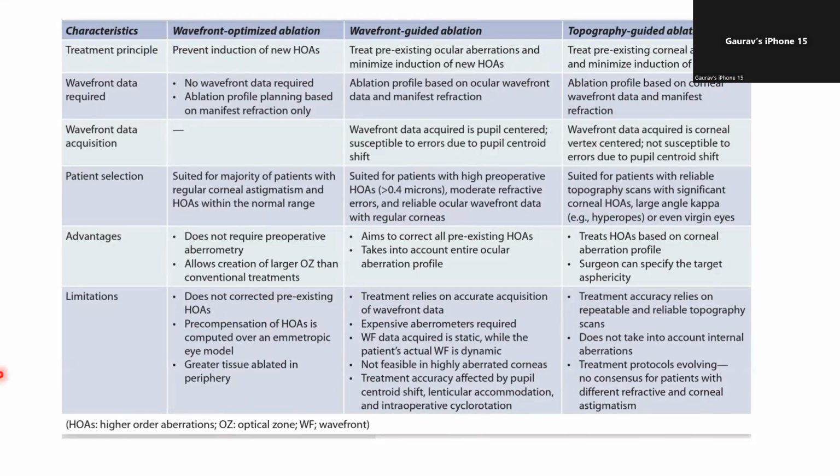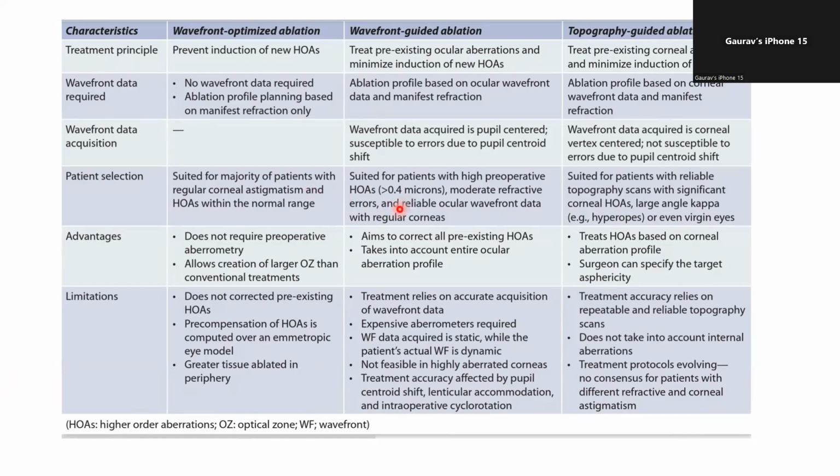Wavefront data acquired in wavefront guided ablation is pupil centered, and centering the data on the pupil is susceptible to errors due to pupil centroid shift, which occurs with change in illumination and also accommodation. Whereas topo guided ablation requires wavefront data which is based on the corneal vertex. Hence, it is not susceptible to errors due to pupil centroid shift.